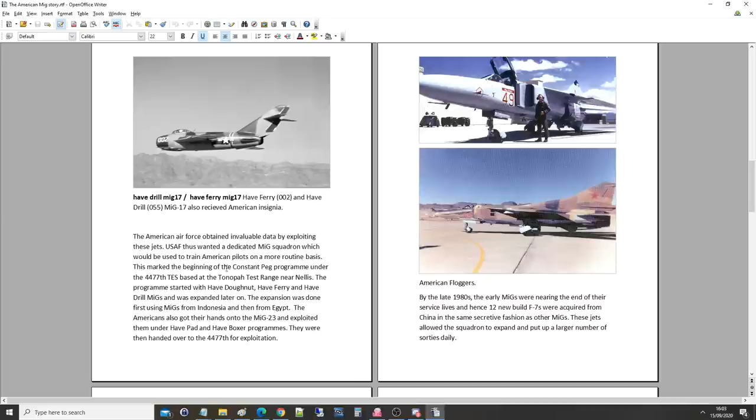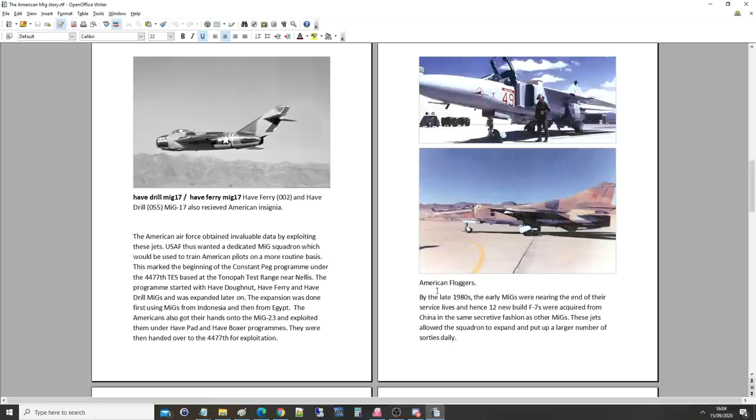This marked the beginning of the Constant Peg program under the 4477th Test Squadron, based at the Tonopah Test Range near Nellis. The program started with HAVE DONUT, HAVE FERRY, and HAVE DRILL MiGs, and was expanded later on. The expansion was done first using the MiGs from Indonesia and then from Egypt. The Americans also got their hands onto the MiG-23 and exploited them under the HAVE PAD and HAVE BOXER programs. They were then handed over to the 4477th Red Eagles for exploitation.